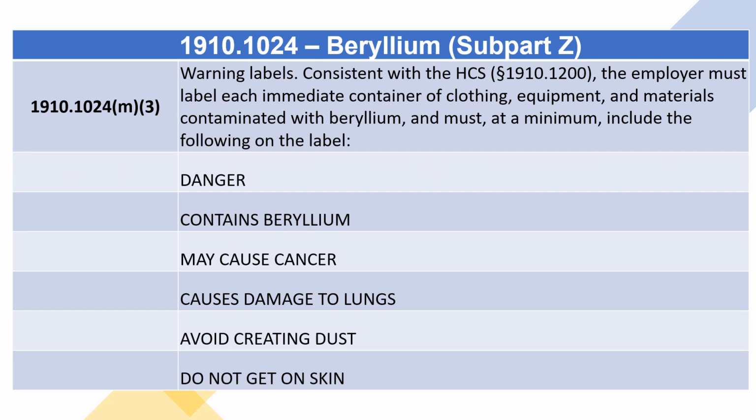1910.1024 M3 Warning labels. Consistent with the HCS, Section 1910.1200, the employer must label each immediate container of clothing, equipment, and materials contaminated with beryllium and must, at a minimum, include the following on the label: danger, contains beryllium, may cause cancer, causes damage to lungs, avoid creating dust, do not get on skin.